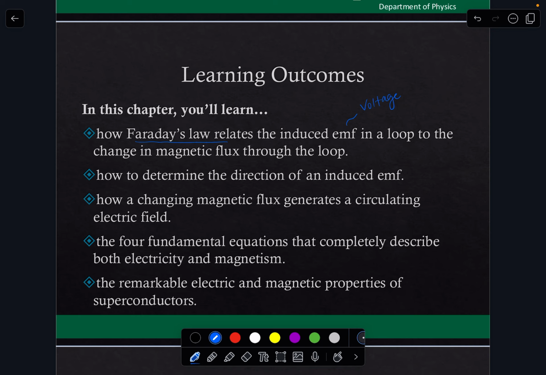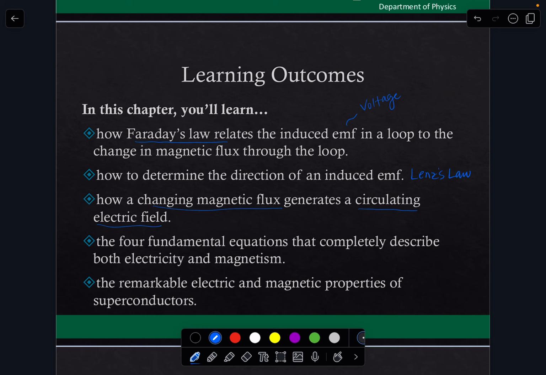We're going to determine, using another right-hand rule, the direction of the induced EMF using Lenz's law, and how the EMF is actually a circulating electric field. So how the circulating electric field relates to the change in flux.